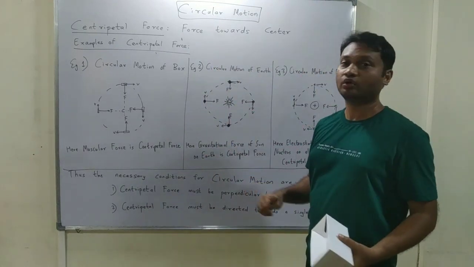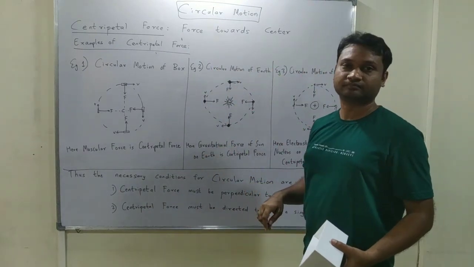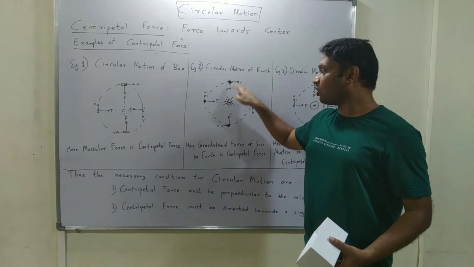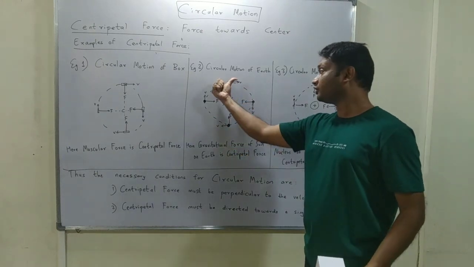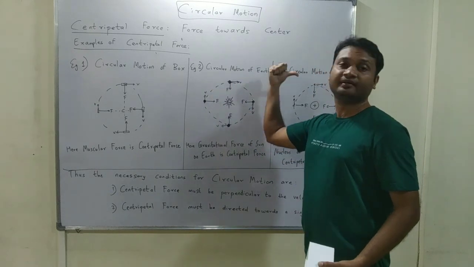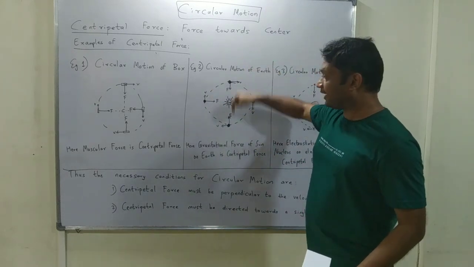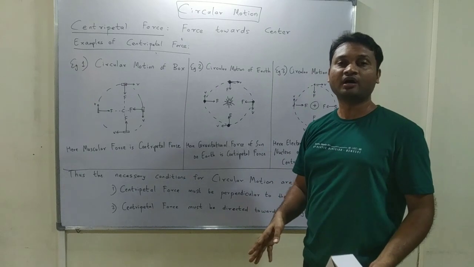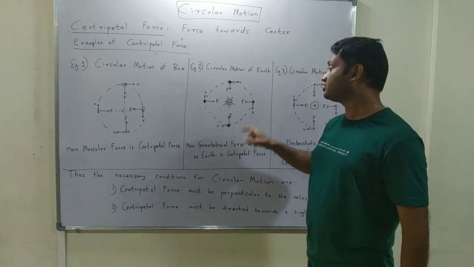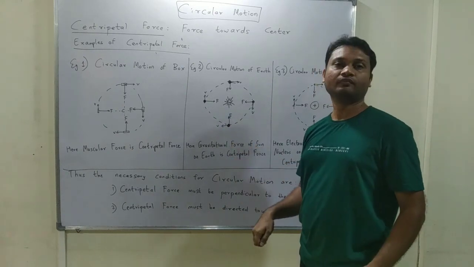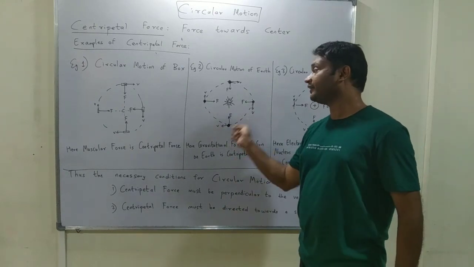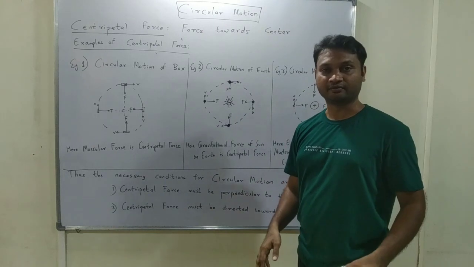In the example 2, the circular motion of Earth. The sun is always attracting the Earth towards itself. The velocity of Earth at this point is in tangential direction. The gravitational force is perpendicular to the velocity. At each and every instant, the force is perpendicular to the velocity. Hence, Earth moves in circular orbit around the sun.